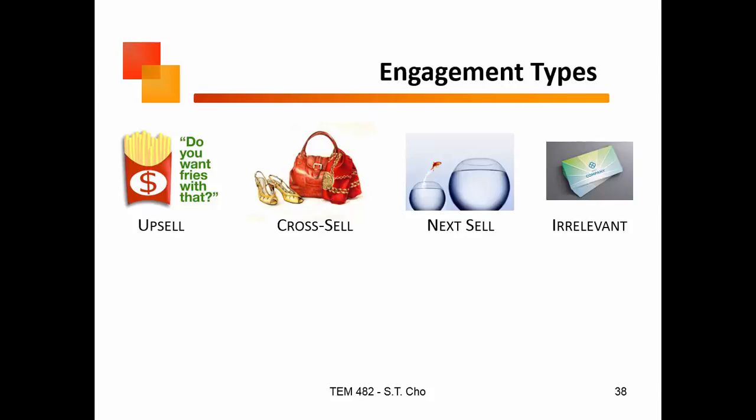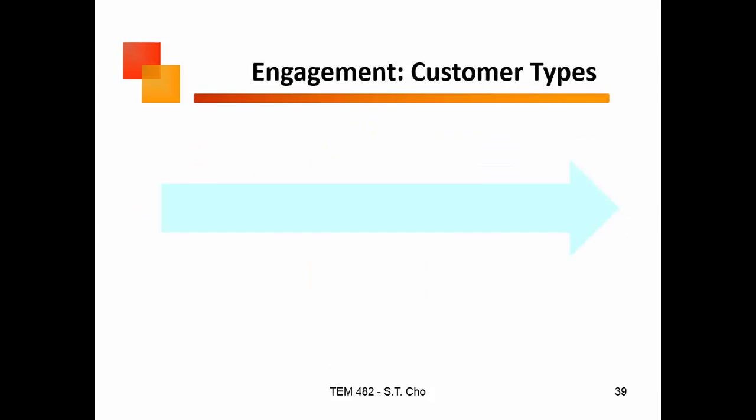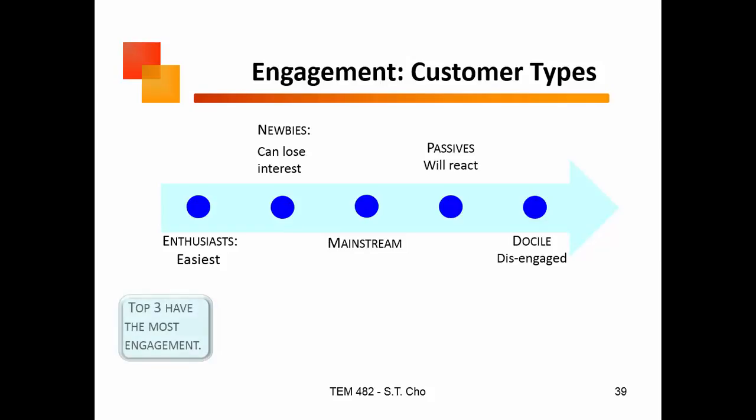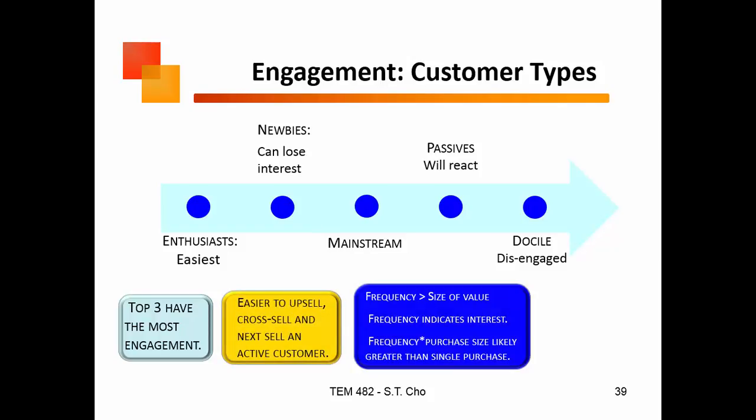And what irrelevant actions are, you come into contact and they don't buy anything, but they walk away with a favorable enough impression of you that when they go out and talk to somebody else, they'll talk you up. Or do you downsell, meaning sell the cheaper product? And so these are the kind of customer types that you run into, from your enthusiasts to those who are docile and disengaged, naturally enthusiasts, newbies, and mainstream, most interaction.